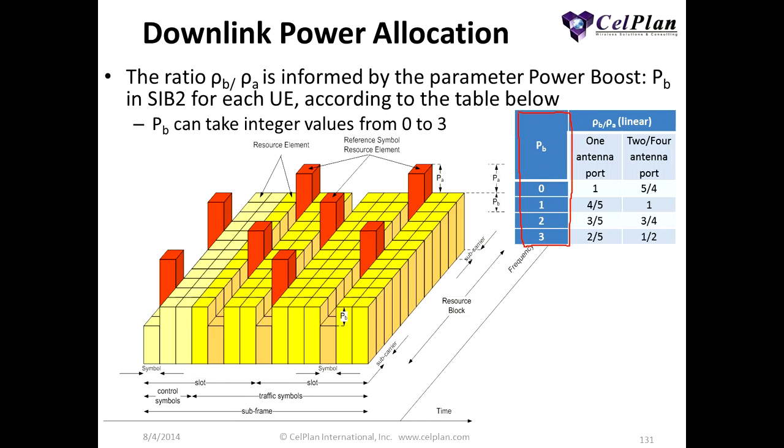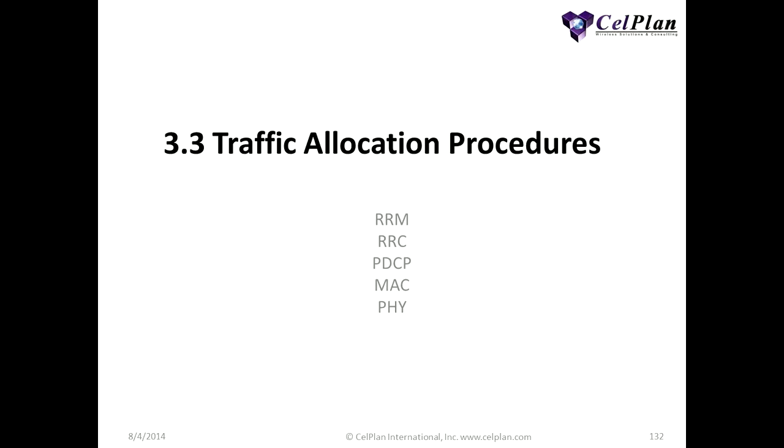And this is illustrated in this figure. And here we have what 3GPP specifies for power boost: the value of PB can be 0, 1, 2, or 3. And this is signaled in the system information message. That's where it's sent.